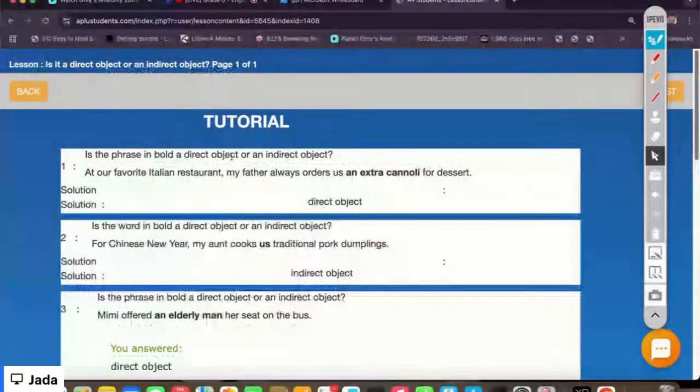Is the phrase in bold a direct object or an indirect object? "At our favorite Italian restaurant, my father always ordered us an extra cannoli for dessert." Right? So we have direct objects and extra here. So is the word in bold a direct object or an indirect object? "For Chinese New Year, my aunt cooks us traditional pork dumplings." So indirect, because what? It's in between the verb and the direct object. Okay? So we'll move on to the test and you can share your answers with me.